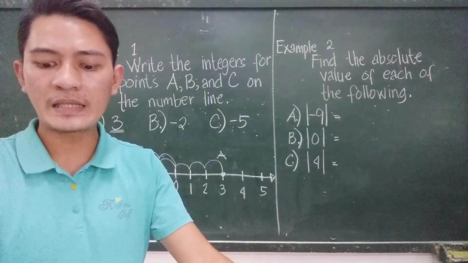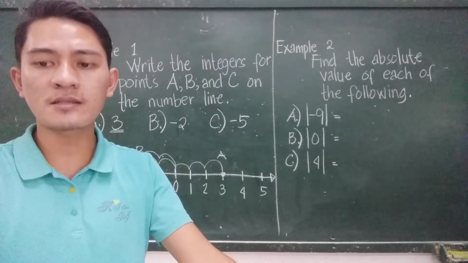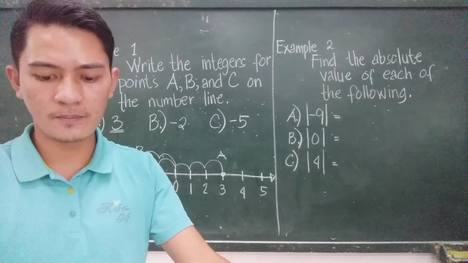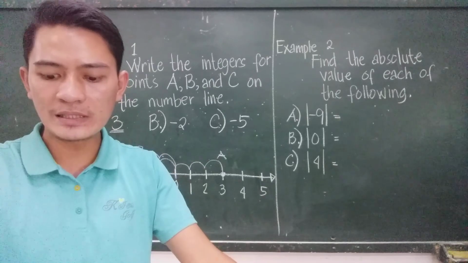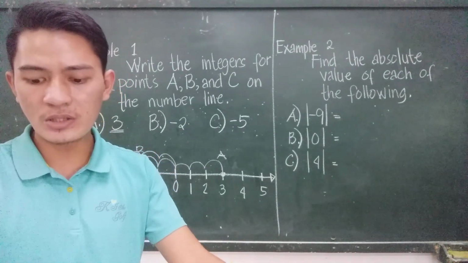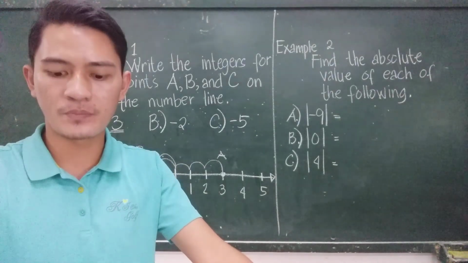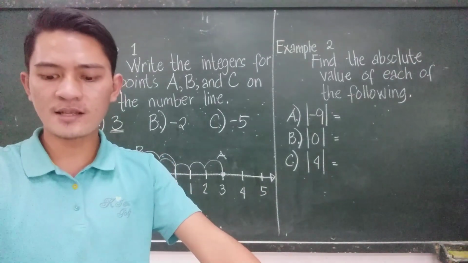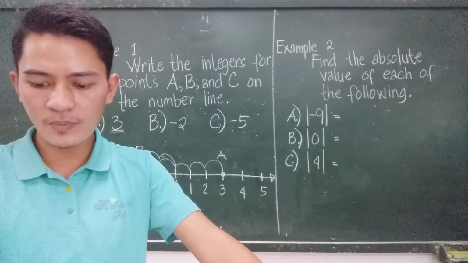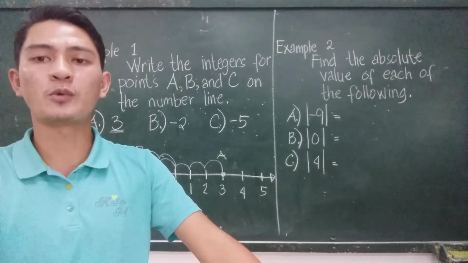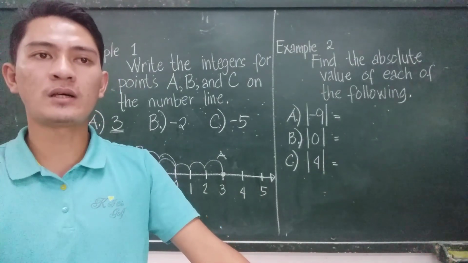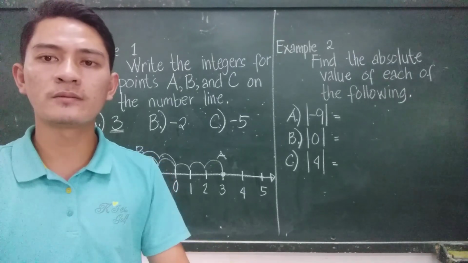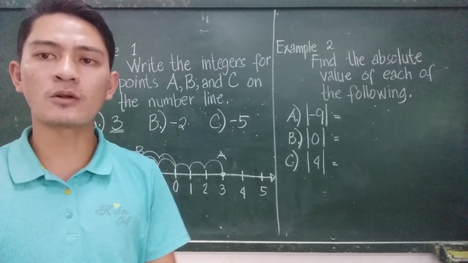The absolute value of an integer tells its distance from 0 on the number line. Absolute value is concerned only with the number of units between the number and 0, regardless of direction. Since distance is a positive quantity, absolute value is always positive. So even if we are given a negative, the absolute value of a negative is always positive.